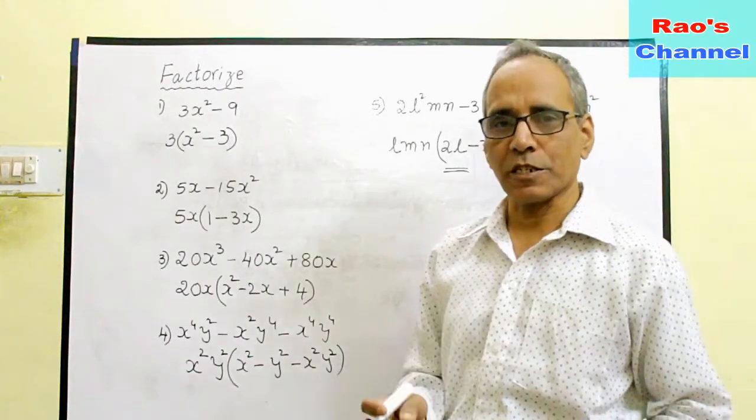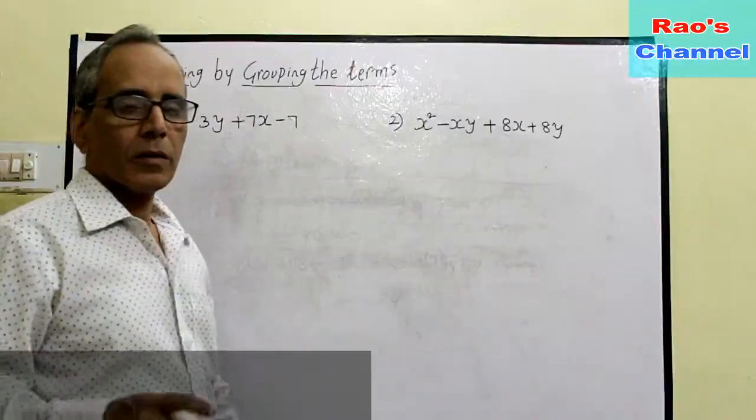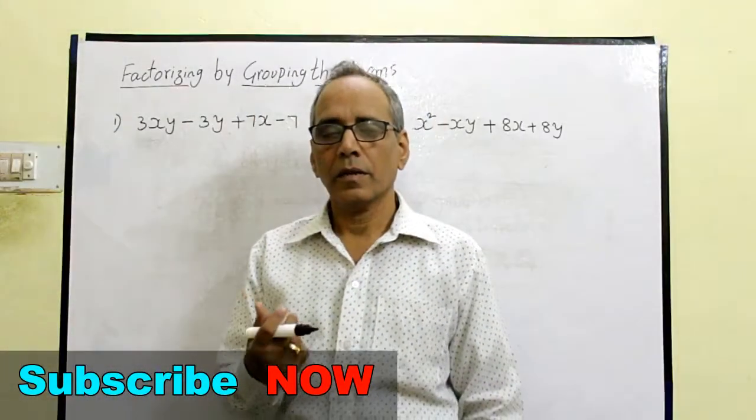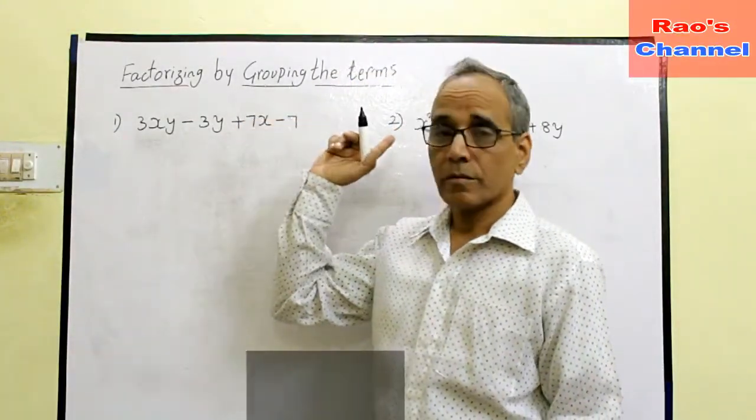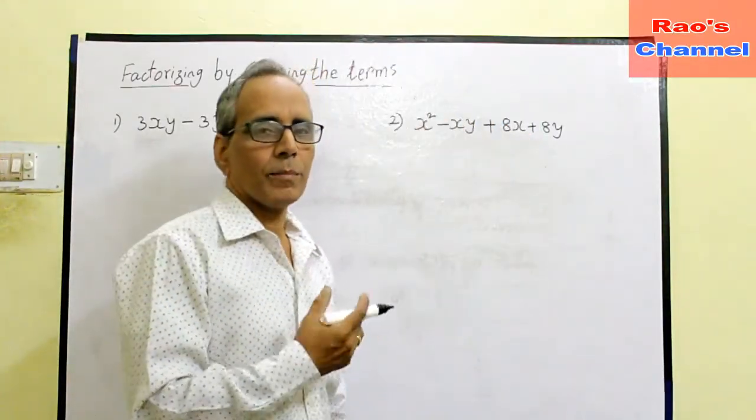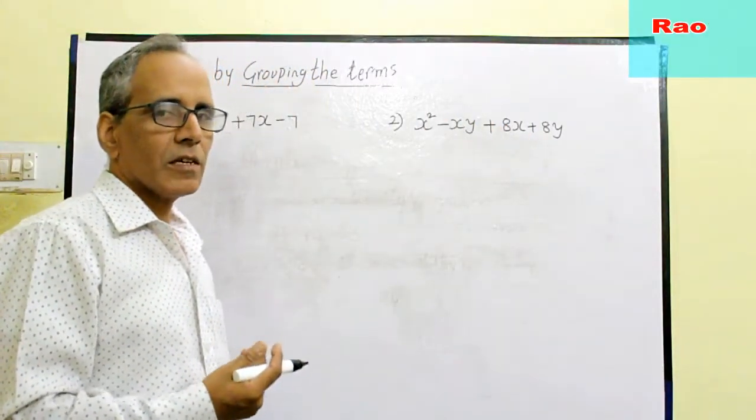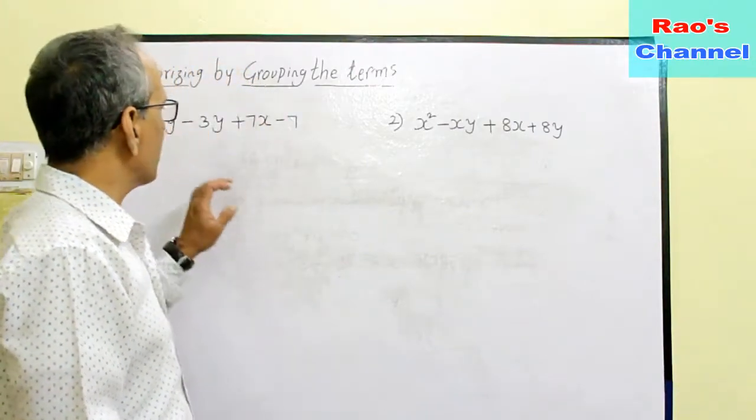That is multi expressions. Let's see now the next level of factorization, that is by grouping. Whenever we see a polynomial, initially we think of if there is any common factor for the given polynomial.